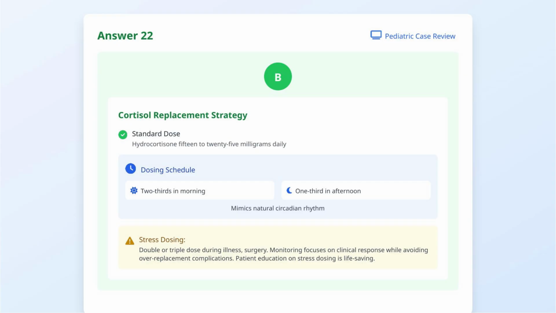The correct answer is B: standard glucocorticoid replacement uses hydrocortisone 15 to 25 milligrams daily, divided into 2 to 3 doses. Two-thirds is given in the morning and one-third in the afternoon, mimicking natural circadian rhythm. During illness or surgery, doses must be doubled or tripled. Monitoring focuses on clinical response while avoiding over-replacement complications.